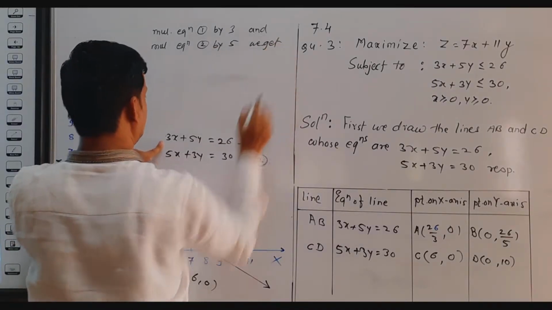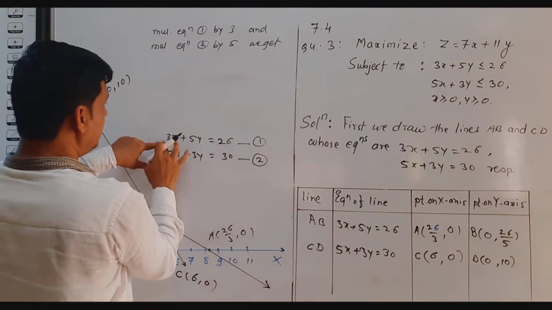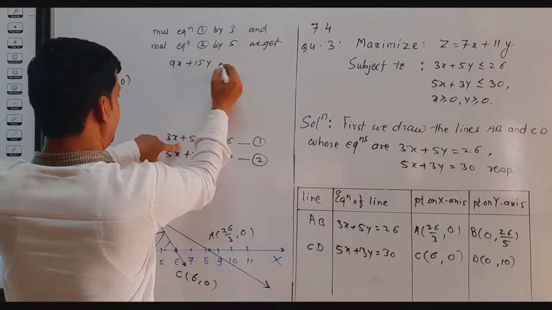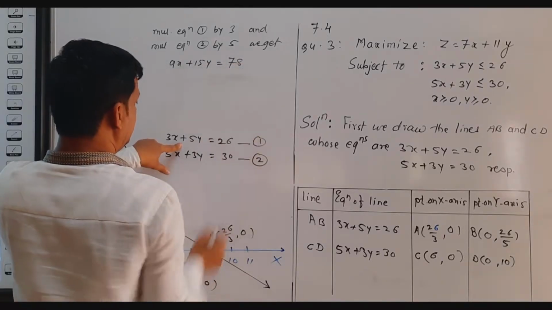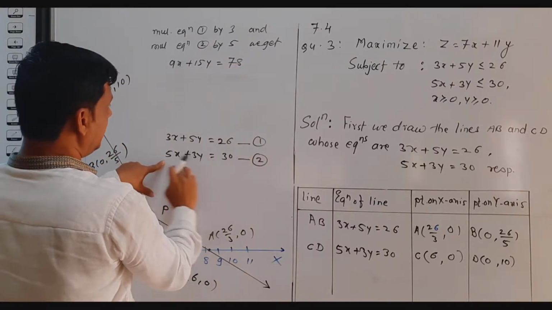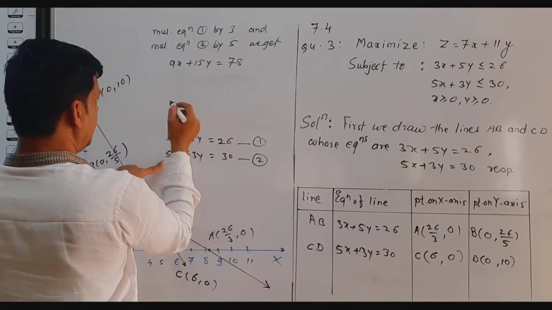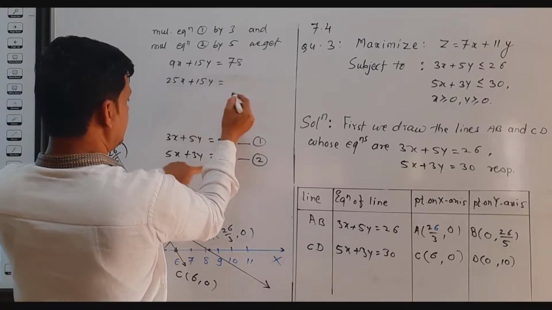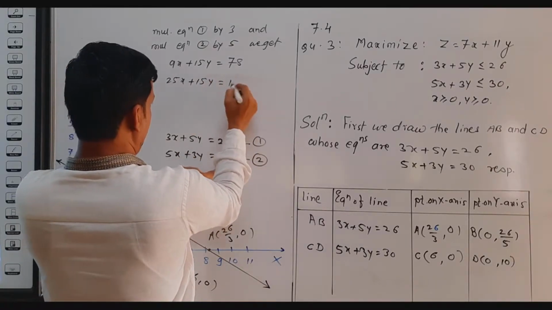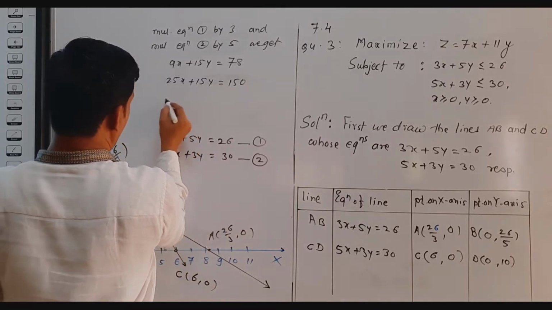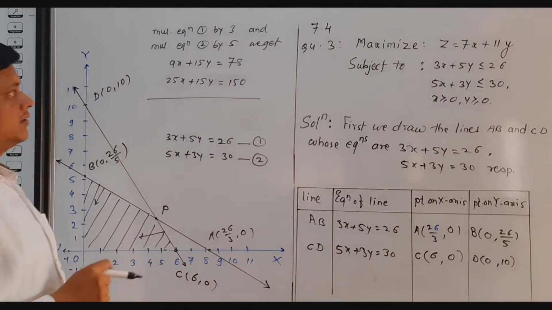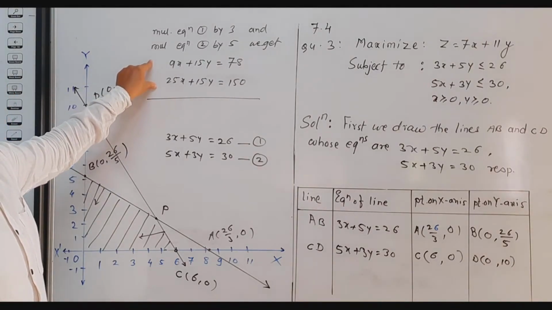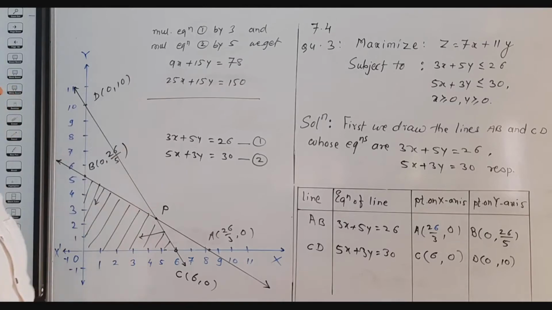We get. So we multiply this equation 1 by 3. So we get here 9x plus 15y is equal to 78. We multiply this second equation by 5. So we get here 5 5 are 25x plus 15y is equal to 150. So we have to solve this. So you can subtract equation 1 from second or second from first. So you can subtract any one.